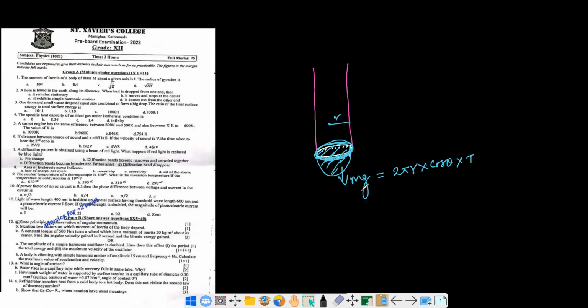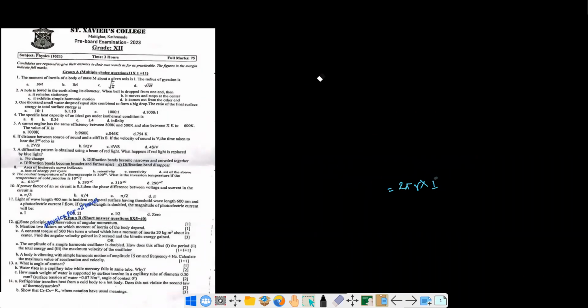So if we need to find how much weight it supports, you can just substitute the value 2π, and the radius is given. Theta is 0 degrees, that's why cos θ is 1, and the surface tension is also given to us here. The surface tension is 0.07 Newton per meter. So this is how we can easily calculate the value of the weight that can be supported by the bore of the capillary tube. Okay, so let's move on to question number 14.